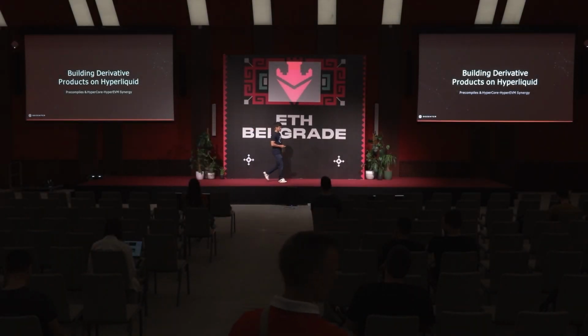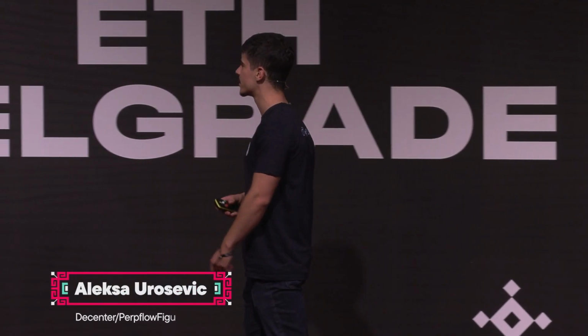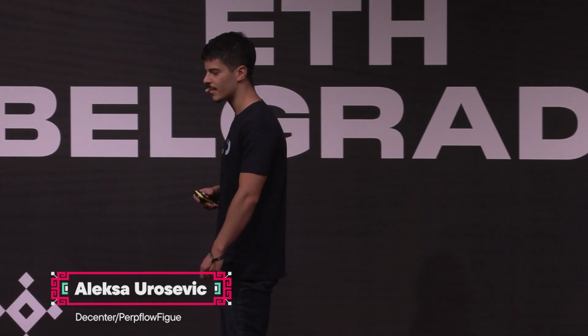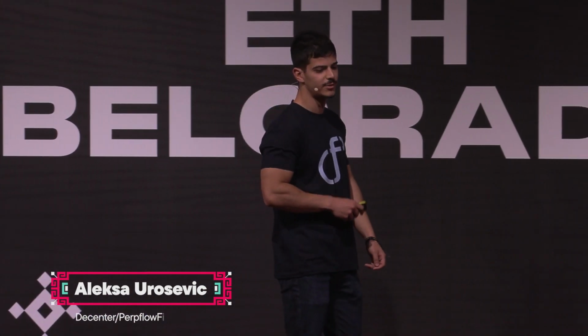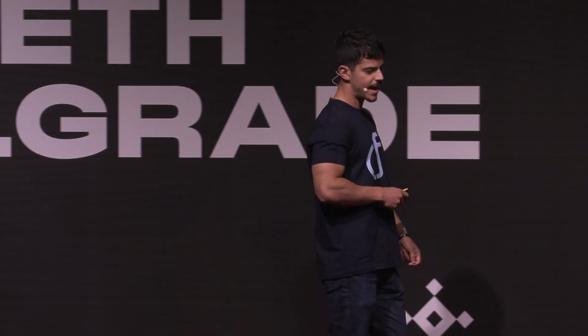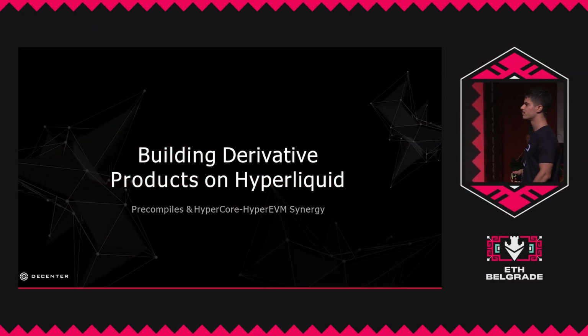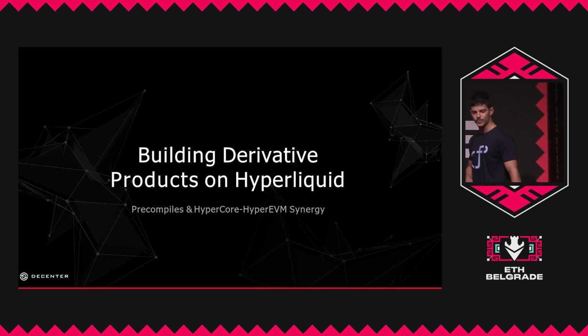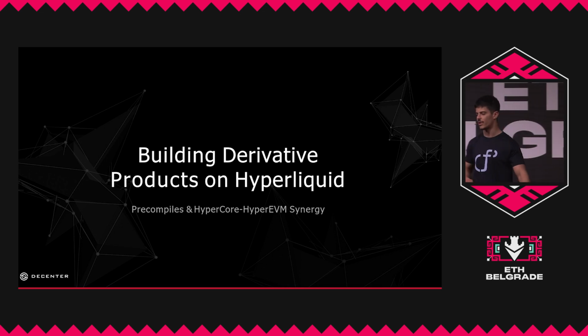Hi, everybody. So today I'll be giving a quick talk about building derivative products and financial products in Hyperliquid. And more specifically, I'll be talking about the precompiled contracts and the unique opportunities that arise due to the dual execution of the Hyperliquid chain and the Hypercore and Hyper-EVM synergy.